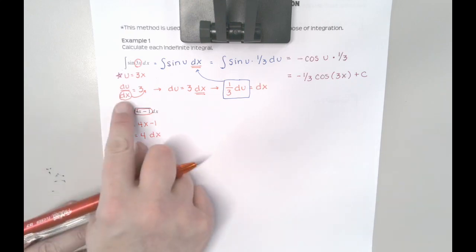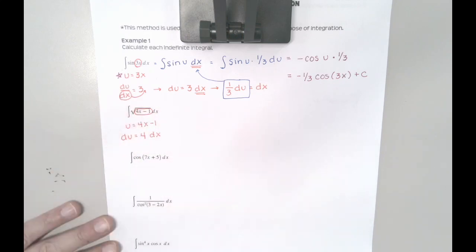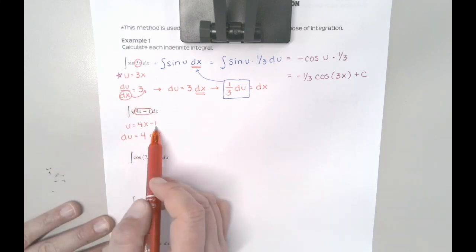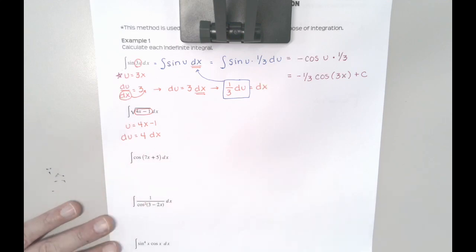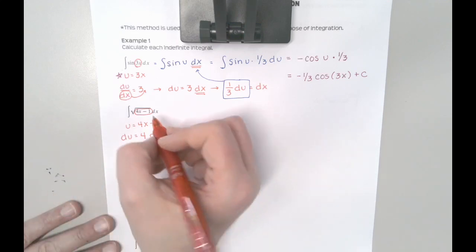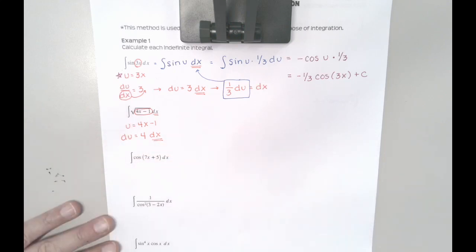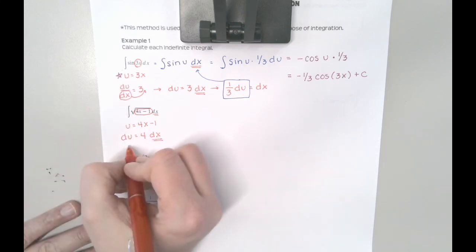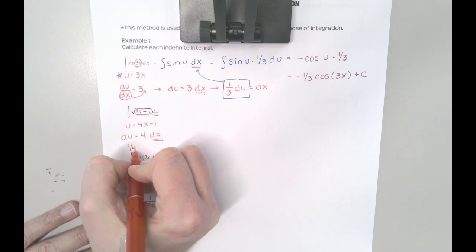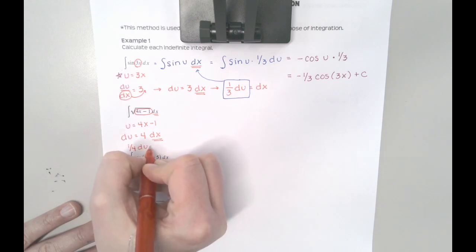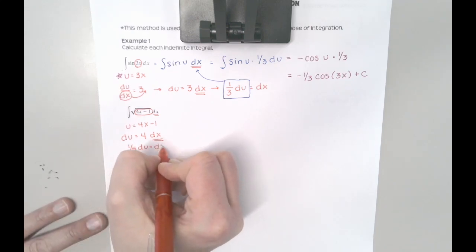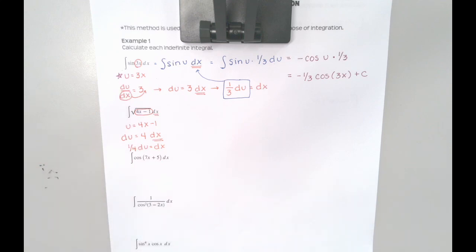Okay, so that's what I was talking about up here when I said you can kind of just jump straight to this step. But I did a derivative here, du on this side, dx on this side. But my mission is still to get dx by itself so that I can trade it out. So I'm going to move this 4 to the other side and make it a 1/4 du equals dx. And now I am ready to substitute.